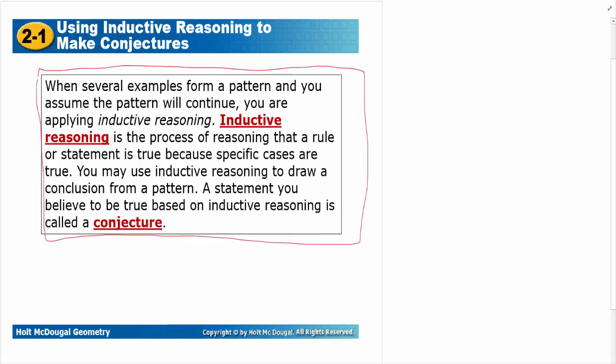So inductive reasoning is the process of reasoning that a rule or statement is true because specific cases are true. Again, we were looking at a pattern and we noticed the pattern, so we were able to use inductive reasoning to make an assumption of what that next term was. Well, a statement that you believe to be true based on inductive reasoning is called a conjecture. So the answers we were coming up with were our conjectures. Like again, if we were going 2, 4, 6, and you want to know what's next, this is your conjecture.